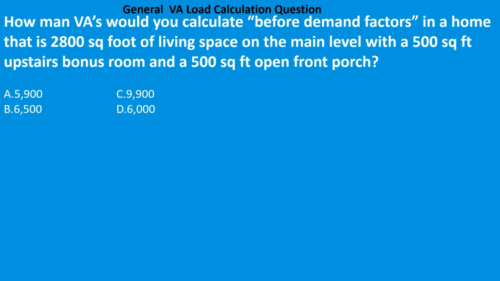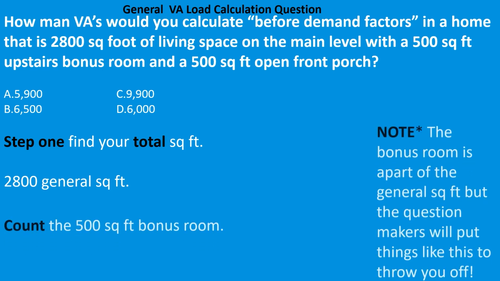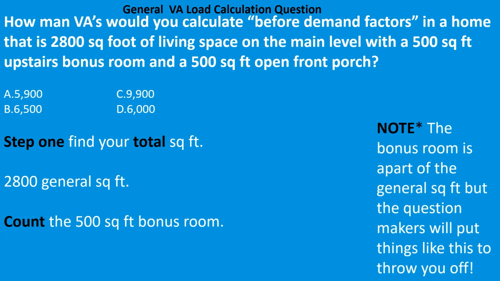How many VAs would you calculate before demand factors for a home that's 2,800 square foot of living space on the main level with a 500 square foot upstairs bonus room and a 500 square foot open front porch? Step 1, you're going to find your total square foot. So we know that we're going to count our 2,800 square foot of general. And we're going to count the 500 square foot bonus room.